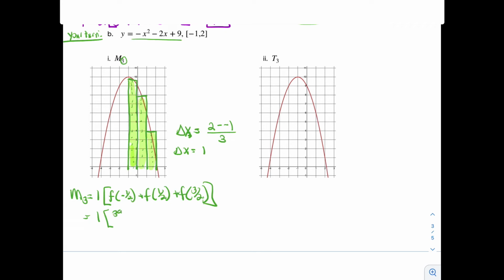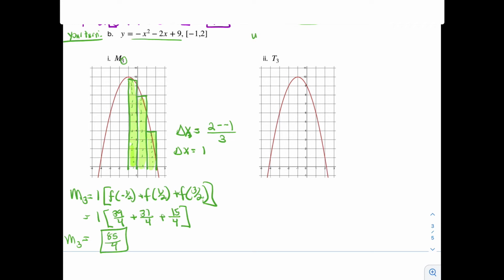To find that function value, I'm actually going to plug in -1/2 into our original function that was given to us. And simplify that down, I end up with 39/4. When I substitute 1/2 in, I get 31/4. And when I substitute 3/2 in, I get 15/4, which is definitely not what I have drawn. Adding those together and multiplying by 1, I end up with the area approximation under this curve from -1 to 2 is approximately 85/4 when I use the midpoint formula.